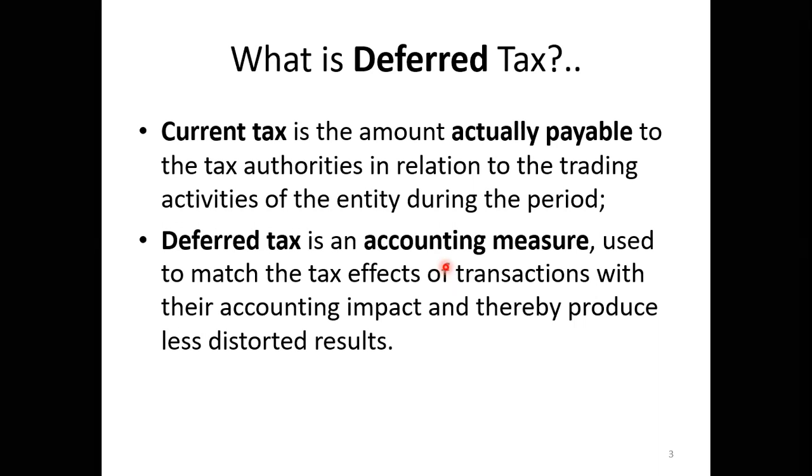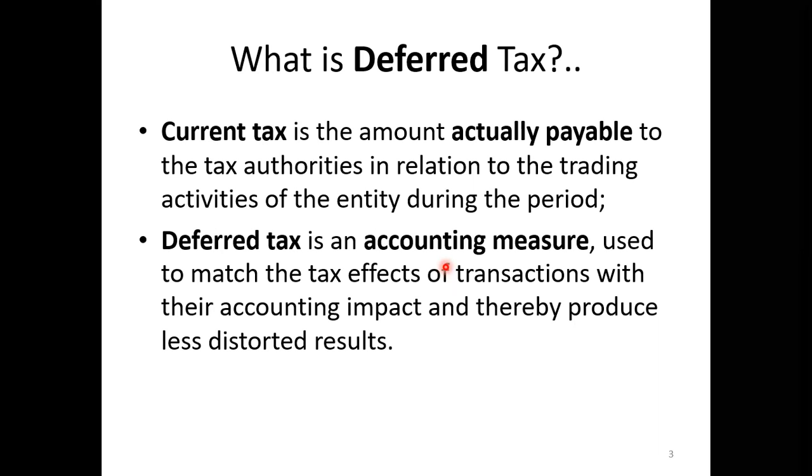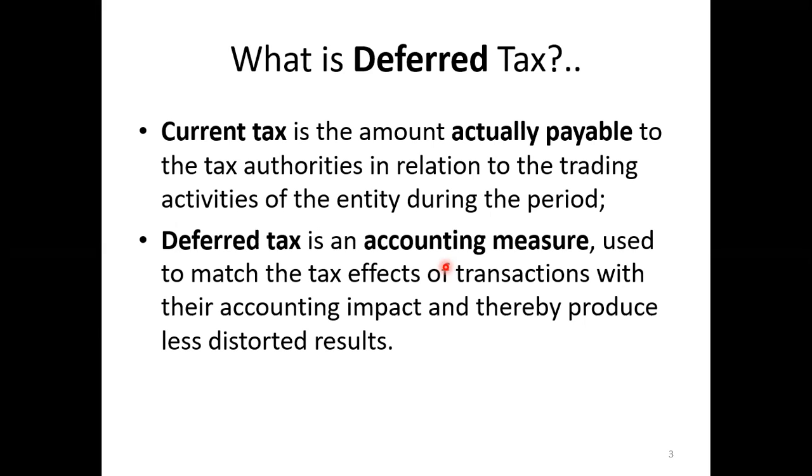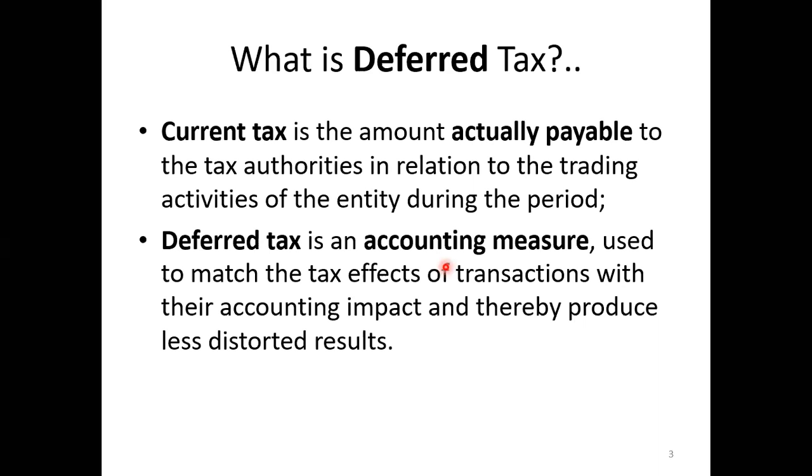used to match the tax effects on transactions with the accounting impact, and thereby produce less distorted results. As you might remember, you studied about the cash book balance and the bank balance. Most of the time, the bank statement balance and the figure in the cash book bank balance differ, and we prepare a bank reconciliation statement to find out the cause of the differences, and we reconcile the figures. We try to remove the deviations.